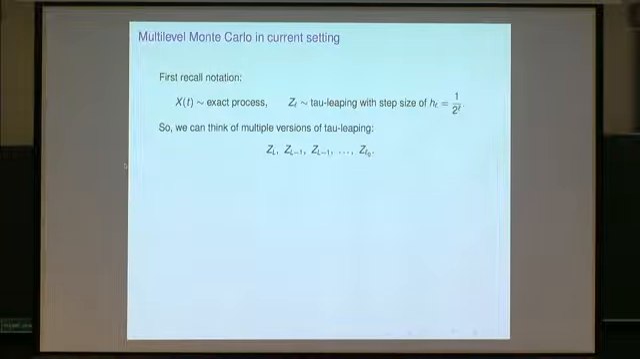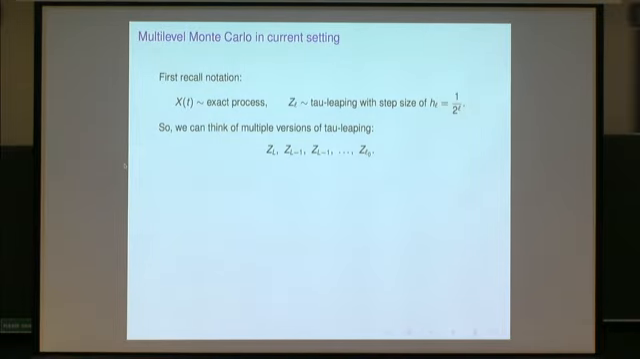So, okay, let's go back to our setting. We have an exact process, X of t, which is a biochemical system. Z sub L is tau leaping with step size h_L, which, again, just think of as 1 over 2 to the L. It could be 1 over 3 to the L. It doesn't matter. So these are different scaled resolutions.